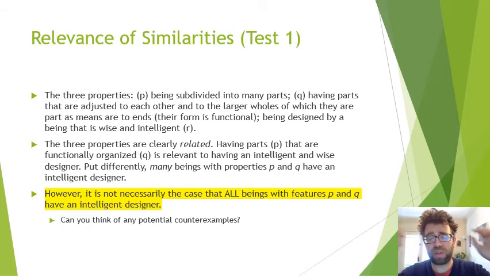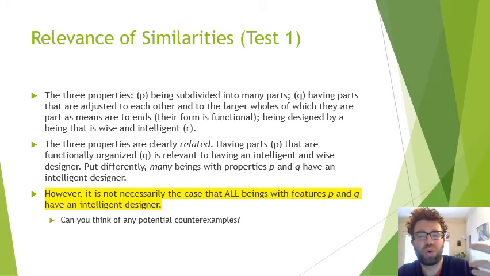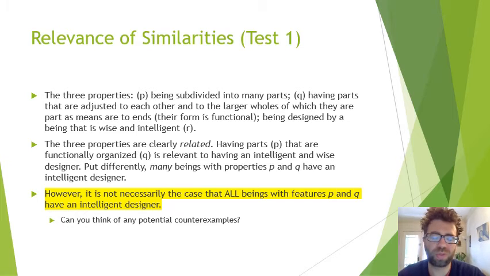However, and again, you might say in many cases, beings with both properties P and Q will be likely to have property R as well. Many things out there that have parts that are functionally coordinated with each other are also the product of intelligent design and craftsmanship, right? So watches, bicycles, cars, basically all these artifacts, all, as people used to say, man-made objects, complex tools, are going to satisfy the bill.